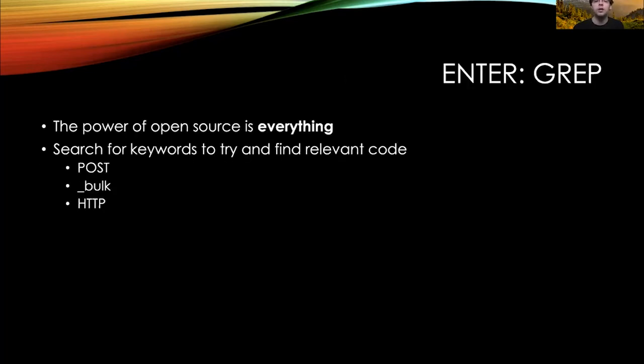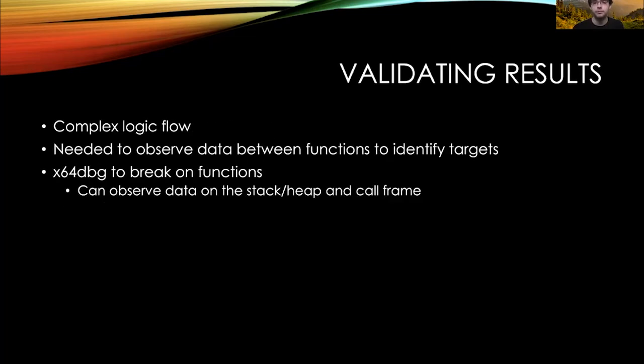So now I knew that I needed to rely on the power of open source to solve my problems. With these large binaries with over 100,000 functions, it wasn't going to be feasible for me to analyze them in IDA to find some sort of way I could manipulate the code. So I pulled the open source, downloaded it, and started grepping for various keywords, such as post, underscore bulk, which is the API endpoint that I was looking for, and just generic HTTP code in case there was some common library it was using to make all these HTTP requests.